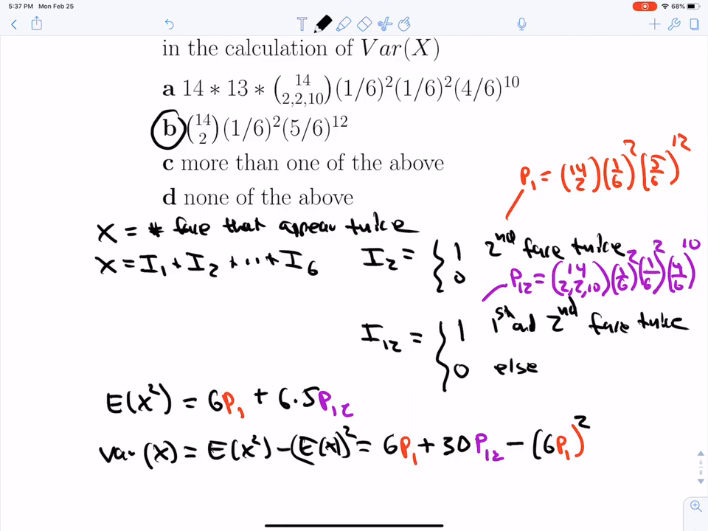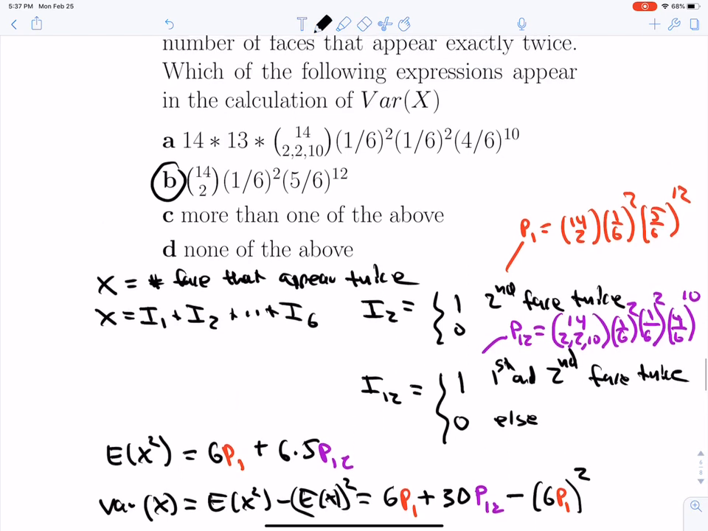And then, as usual, we have the variance of X is 6 p1 plus 30 p12 minus 6 p1 quantity squared. And so you can see that the answer A is wrong because it should be not 14 times 13, but rather 6 times 5 times that multinomial.